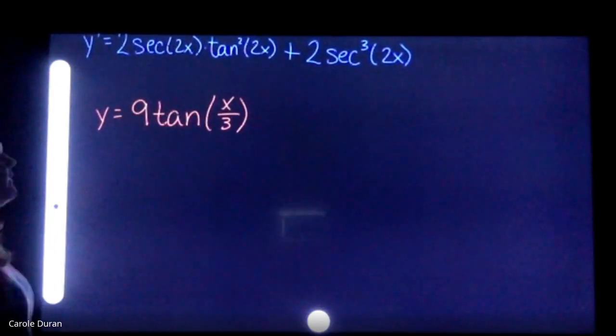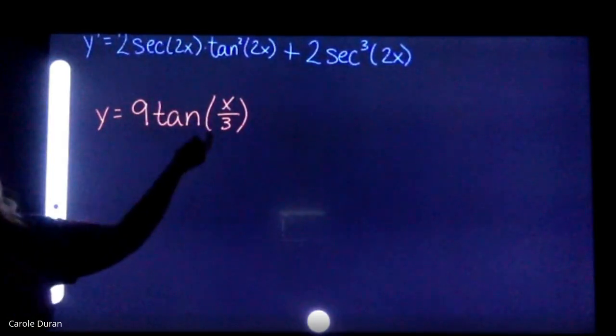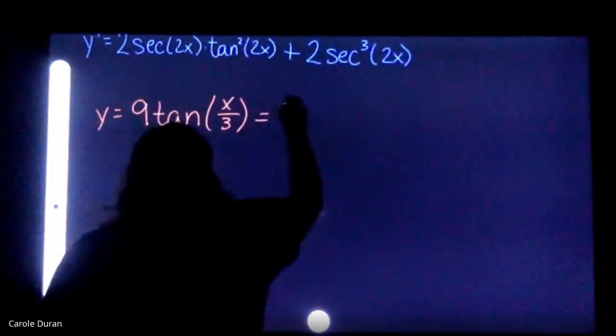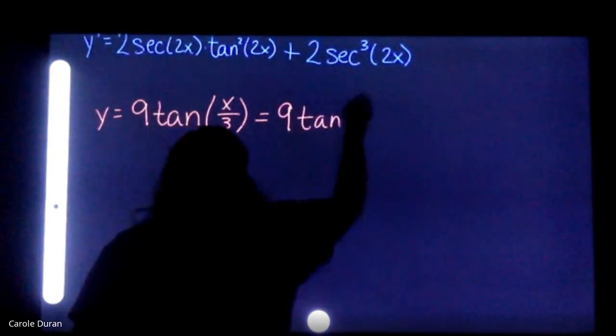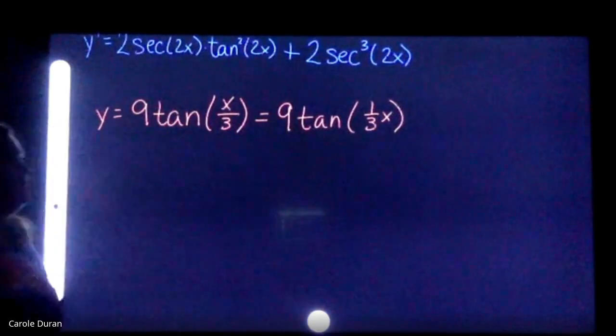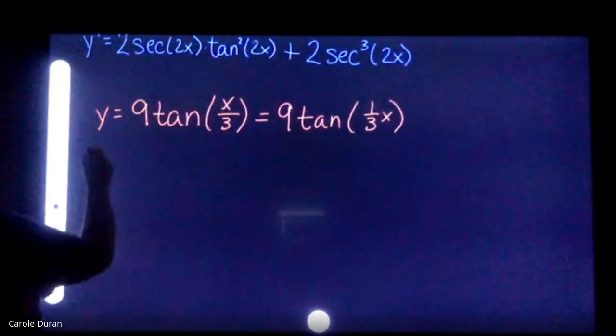So as I'm looking at this, my goal is to make this as simple as possible. So I need to do something with this x over 3. This, remember, would be the same as just having the fraction 1/3 times x, which seems a lot easier to work with than x over 3. So then from here, I would just be able to use chain rule to take the derivative.